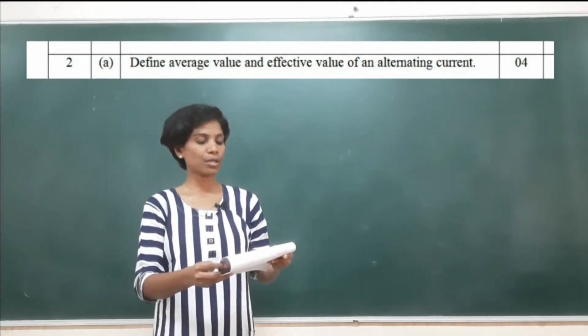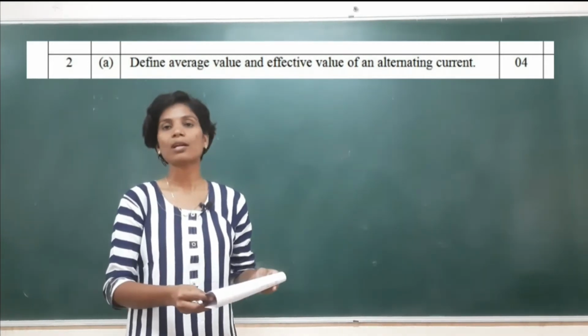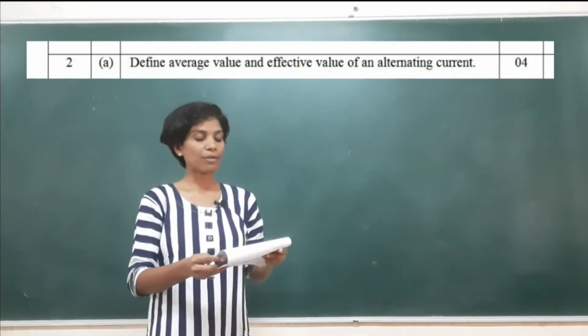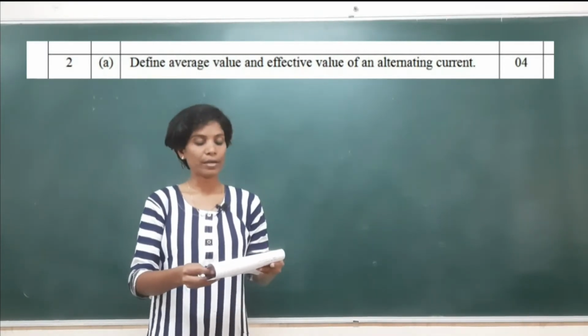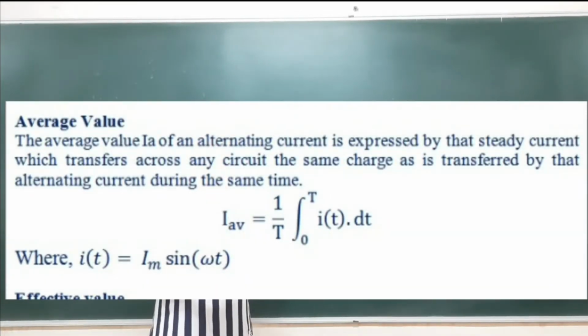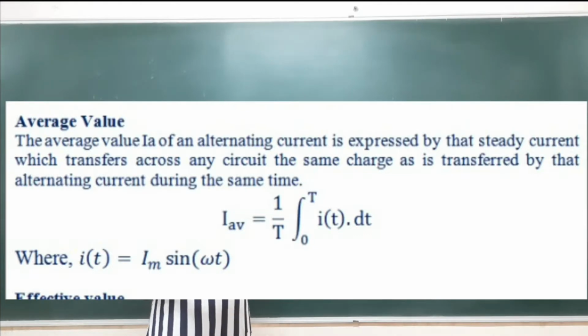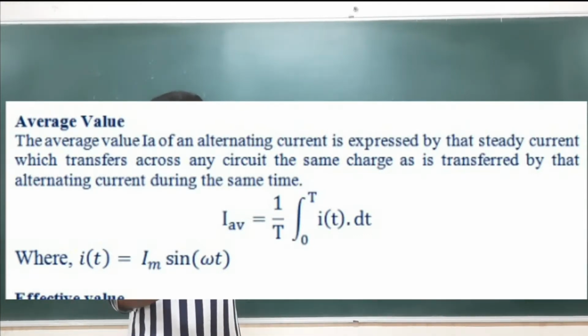It's a theoretical question about the definition of average value and effective value of an alternating current. What is average value and what is effective value, we have discussed in the class also. Now I will read out the definition for you. What is average value? The average value of an alternating current is expressed by that steady current which transfers across any circuit the same charge as is transferred by that alternating current during the same time.